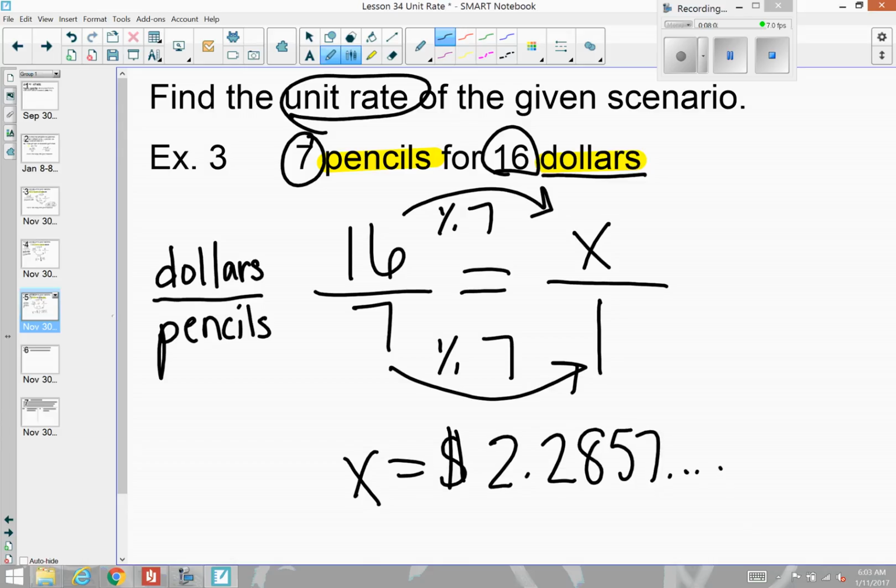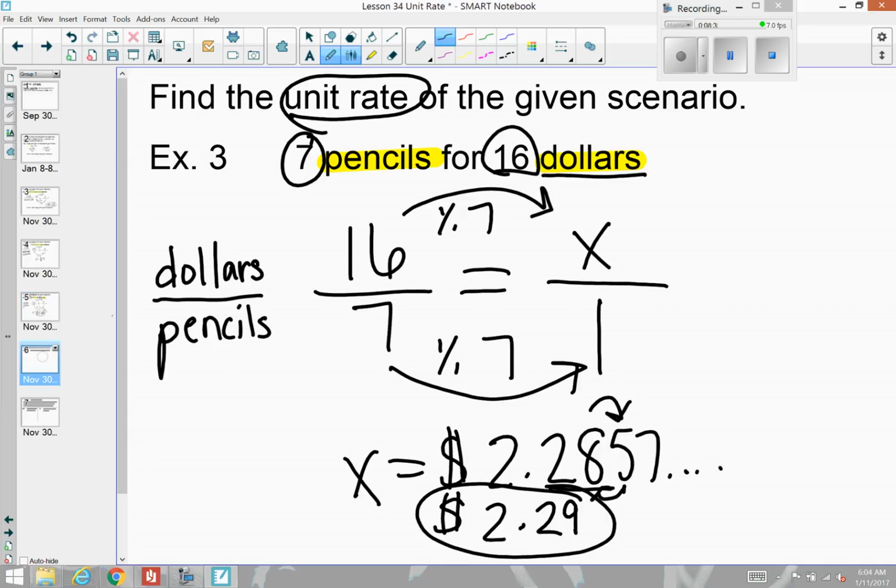Since we're talking about money, we want to round it, so we have 2 places after the decimal for money. In this case, we're going to look to the 5, and 5 is going to tell us that we need to round up. So our final value for the cost of 1 pencil would be $2.29. That would be the cost for 1 pencil. Very good.